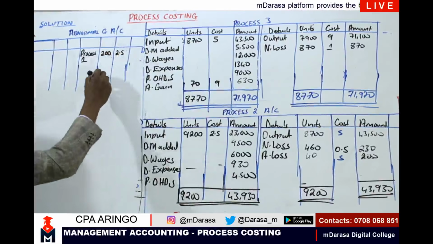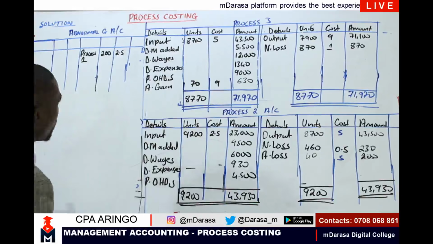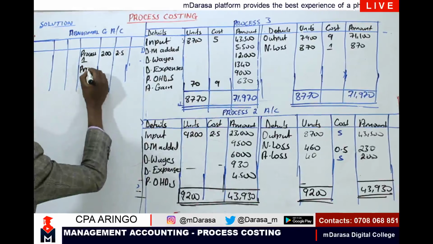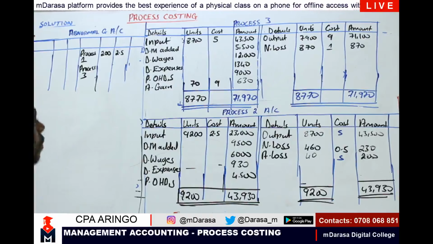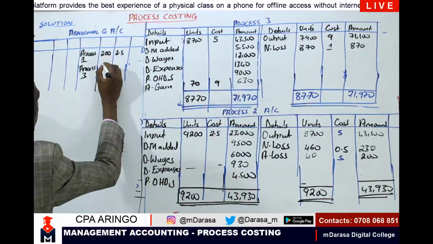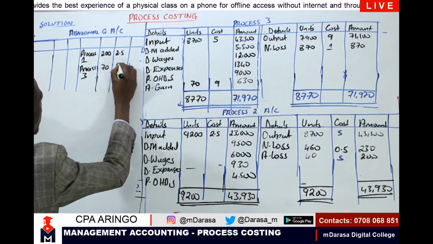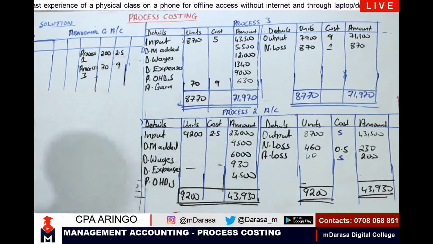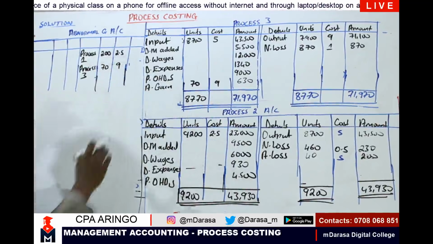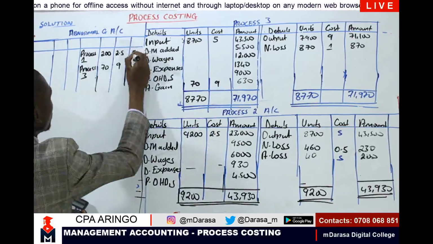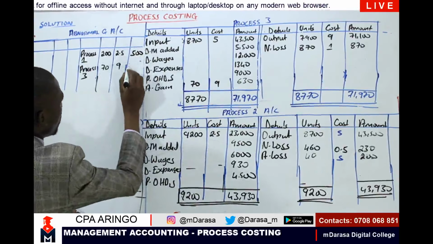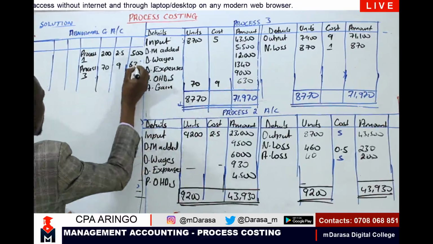And abnormal gain also for process 3. For process 3, how much abnormal gain did we have? The beauty part of it is that we have it here. For process 3, I'm having an abnormal gain of 70 valued at 9. So that should give us how much? 200 by 2.5, that should give us 500. Whereas the other one, we should be having 70 by 9 to have 630.